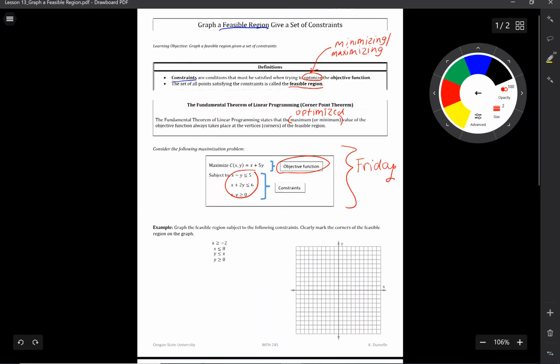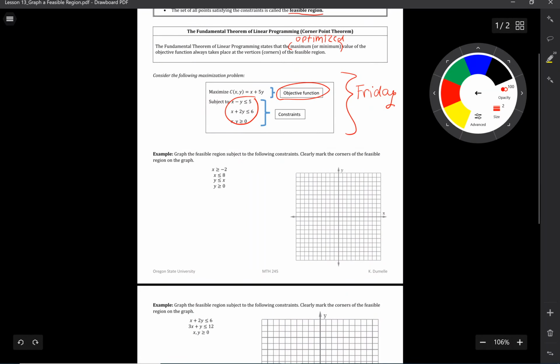Well, let's look at our first example. We want to graph the feasible region subject to the following constraints. Clearly mark the corners of the feasible region on the graph. The corners are important because of our theorem up here. So I'm going to graph each of these regions separately, and then I'm going to find where they all overlap, and that will be my feasible region. So let's look at the first one.